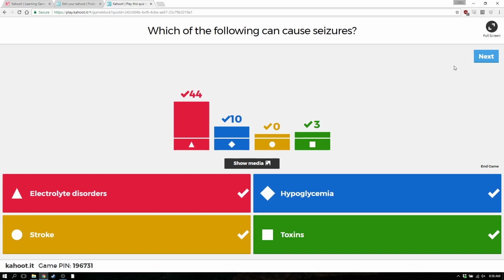Certainly hypoglycemia, first thing you check. When a patient comes in with a seizure, check a glucose, right? Because that can be a very easy thing to fix, right? I can give dextrose very easily through an IV and fix that problem.